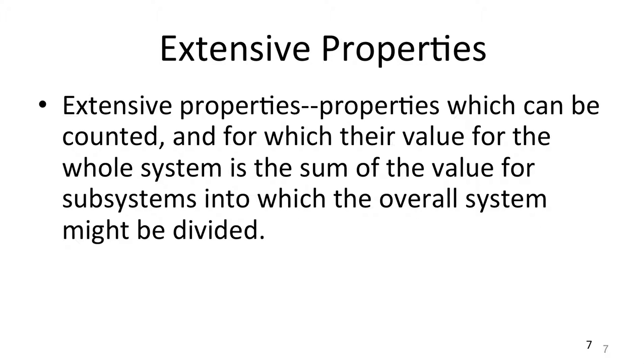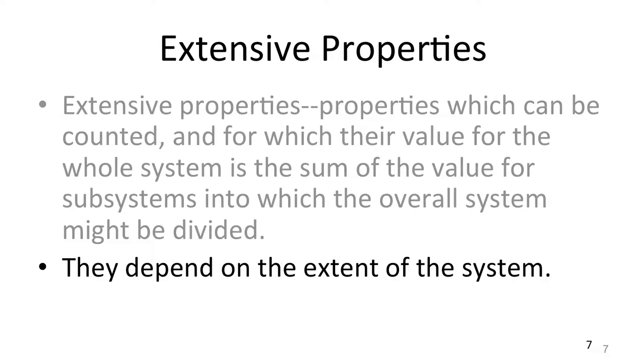Now, properties can be divided into extensive properties and intensive properties. First, let's talk about the extensive properties. Extensive properties depend on the extent of the system. So if you divide the system into subsystems, then the extensive property should be equal to the sum of that respective extensive property of the individual subsystems. For example, if you divide the system into two halves, then the mass of that system should be equal to the sum of the masses of the two subsystems.